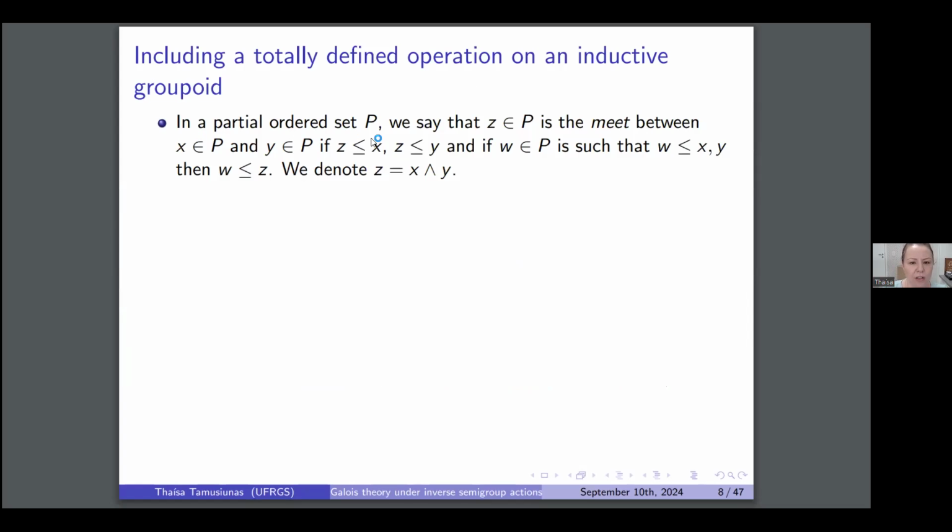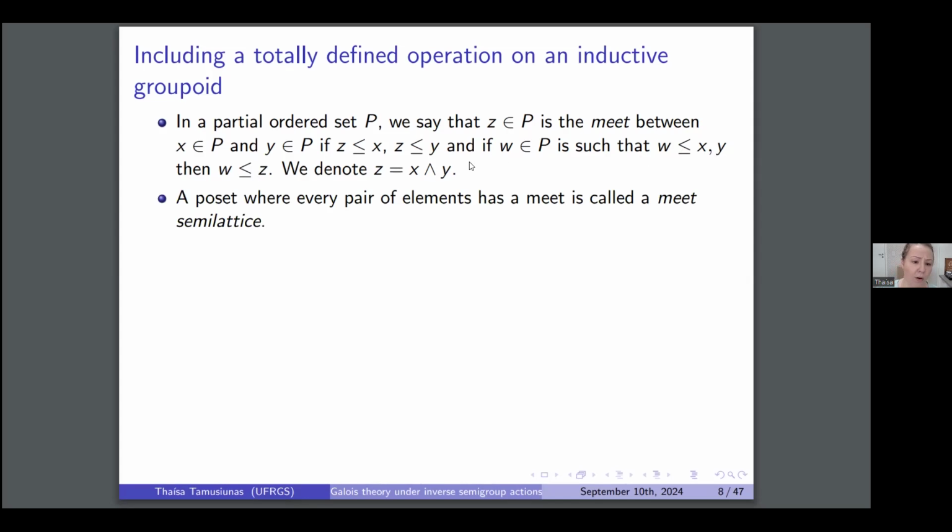First, in a partial ordered set P, we say that Z in P is the meet between X and Y if, first of all, this element is less or equal than X and Y. And if there is another element in P such that this element is also less or equal than X and Y, then this element must be less or equal than Z. And we use this notation for the meet.